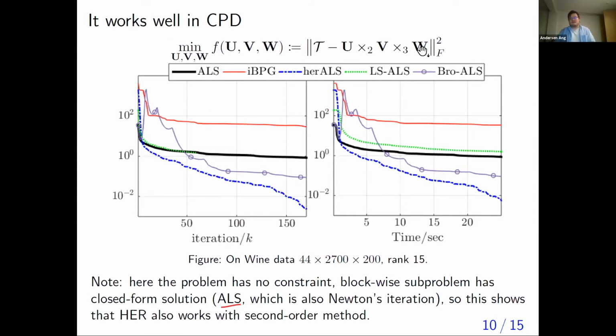Just one point, because this problem you don't have constraint, actually you can say, oh, I solved this problem, take the gradient and set it to 0. Then this update is called ALS, alternating least squares. And this update is also the Newton's iteration. So it means that this method also works for second order method.